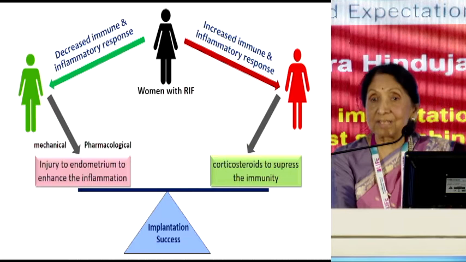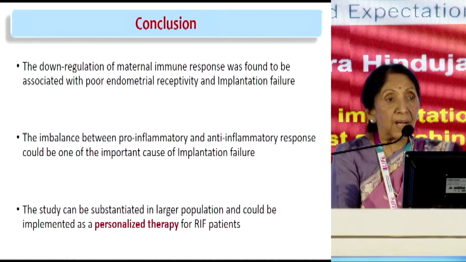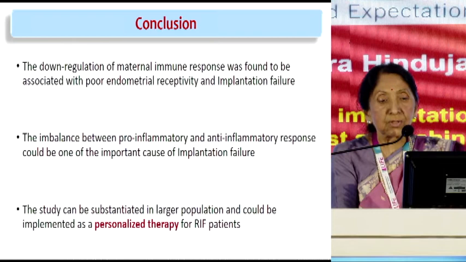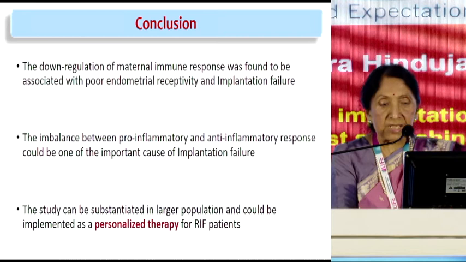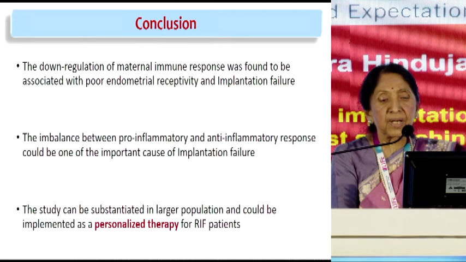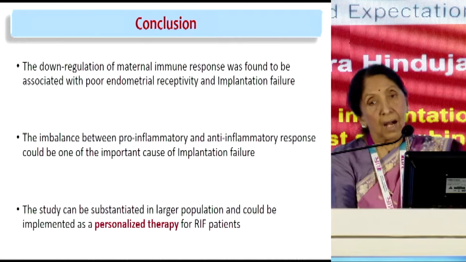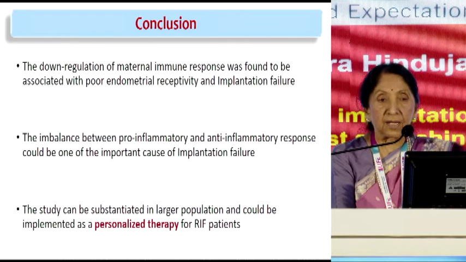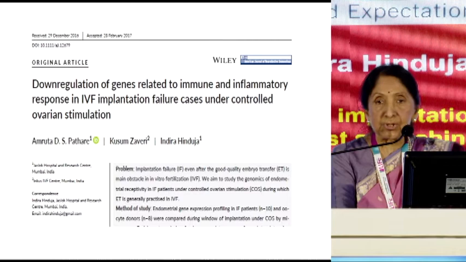Ladies and gentlemen, therefore from my study I can conclude that down-regulation of maternal immune response was found to be associated with poor endometrial receptivity and implantation failure. The imbalance between the pro-inflammatory and anti-inflammatory response could be one of the causes. However, the study is quite small. One can substantiate it with a larger study, and we are in that process. This paper has already been published in the American Journal of Immunology.